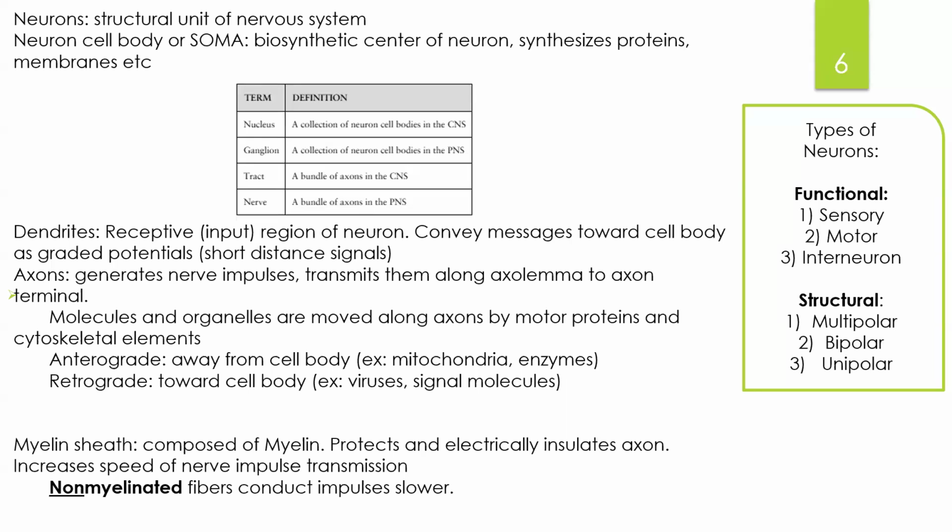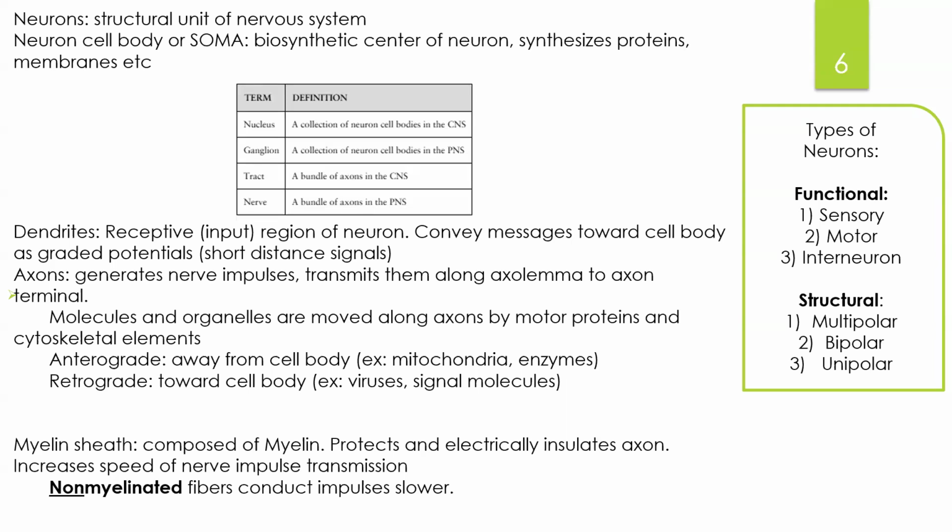And then we have the nucleus. It's a collection of neuron cell bodies in the central nervous system. So when we're talking about the central nervous system, we'll be talking about the nucleus. The ganglion or ganglia are the collection of neuron cell bodies in the peripheral nervous system. So again, peripheral nervous system is everything outside of the CNS. That's when we have our ganglion. A tract is a bundle of axons in the CNS. And then our nerves are bundles of axons in the peripheral nervous system.